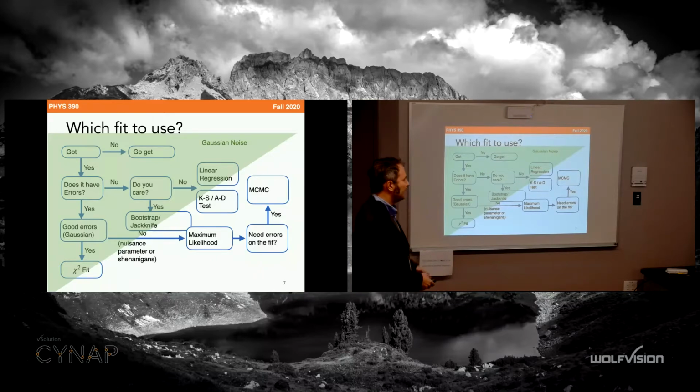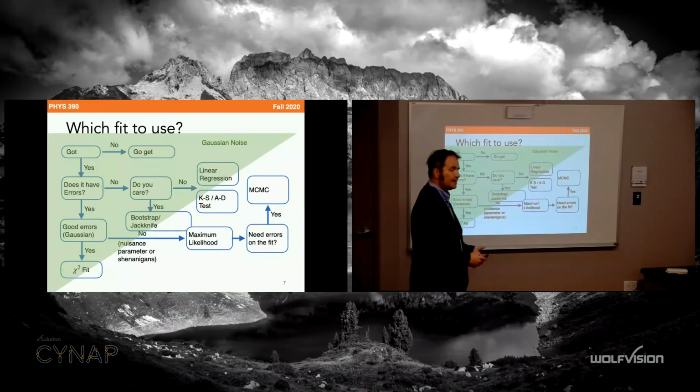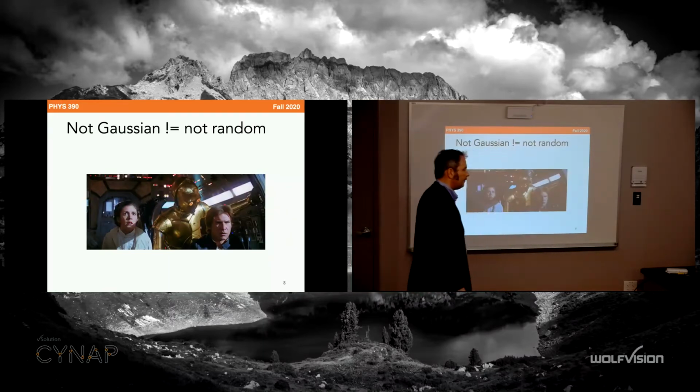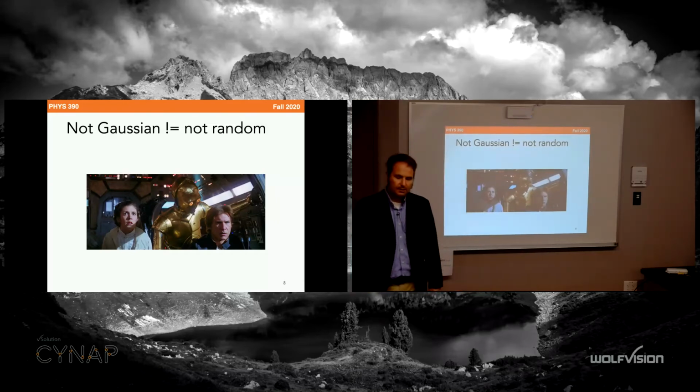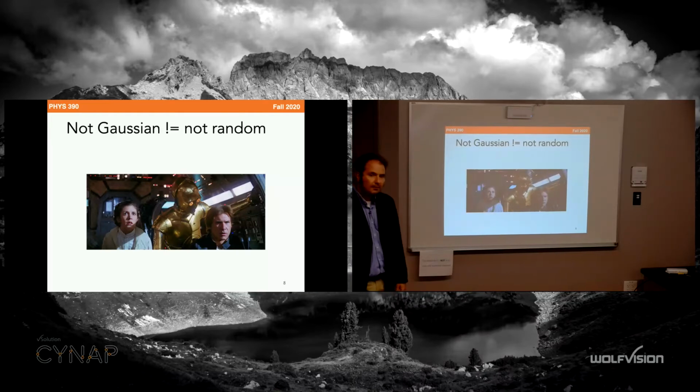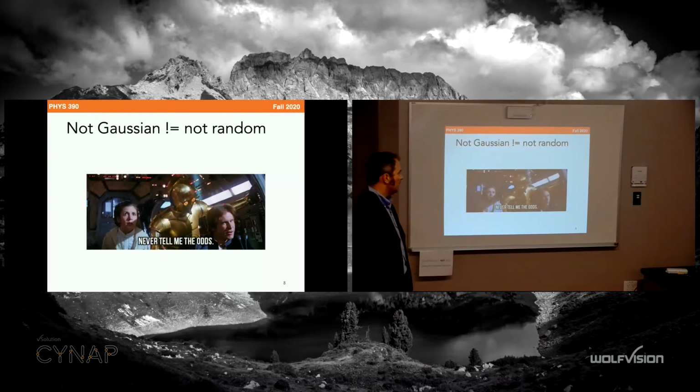We can go with that. The thing is, we are going into complex physics. We are going to go into complex models, and that need not be true. And in fact, that is an interesting prior for your science, assuming that it's Gaussian. Because not Gaussian doesn't mean not random. It just doesn't. It means it's not a Gaussian distribution.